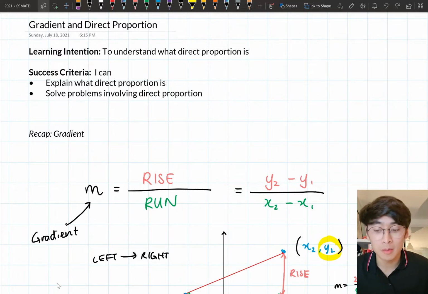In today's lesson we're continuing with our topic of linear relationships and we're going to be talking about a thing called direct proportion. So by the end of today's lesson we should be able to explain what direct proportion is and solve problems involving direct proportion.